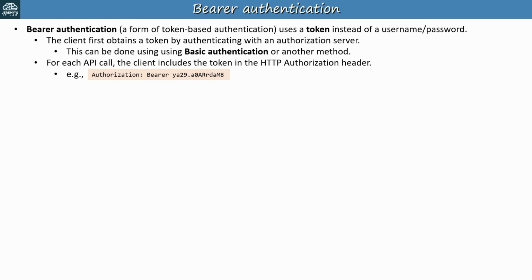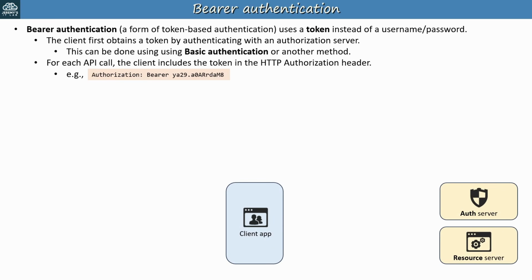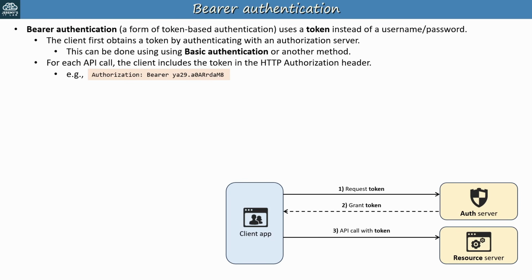Let's see how it works. Notice I'm showing two servers now. One is the auth server, which generates the token, and then the resource server, which hosts whatever resource the client wants to access. So, to begin, the client requests a token from the auth server, and if successful, the server grants the client a token. Then, when the client sends an API call to the resource server, it includes the token in the call.